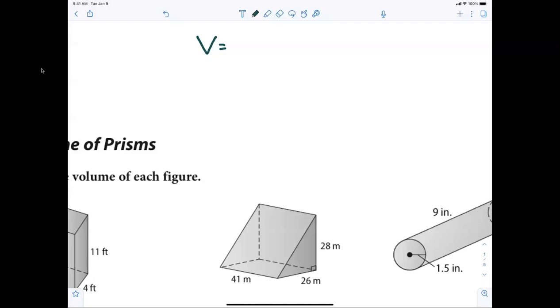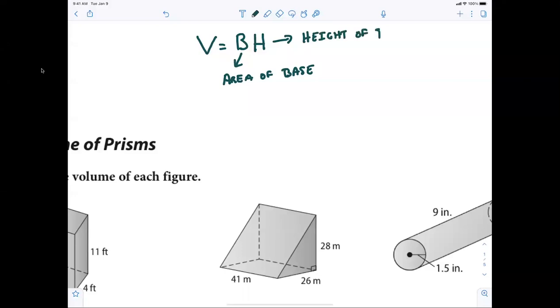Okay, so the formula for volume of a prism, we say it is capital B times capital H. Now, when you write capital B, under capital B, I want you to write that is just the area of the base. H stands for the height of the prism. All right, H stands for the height of the prism.